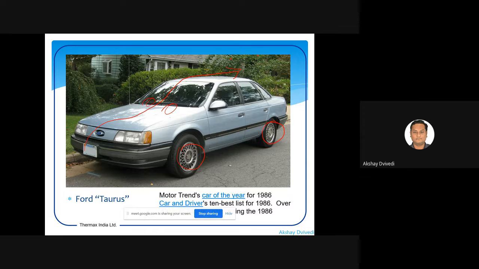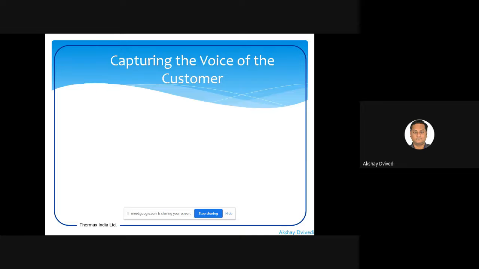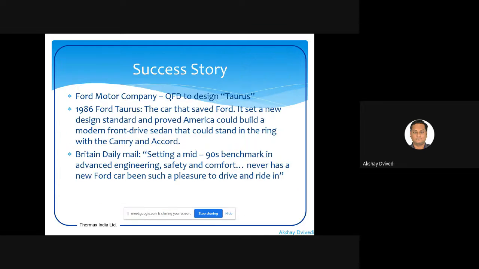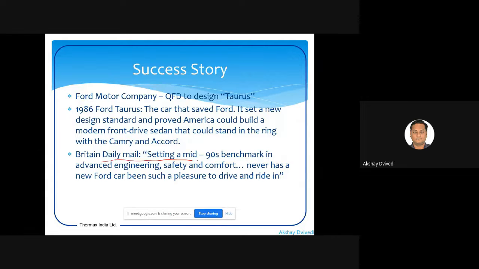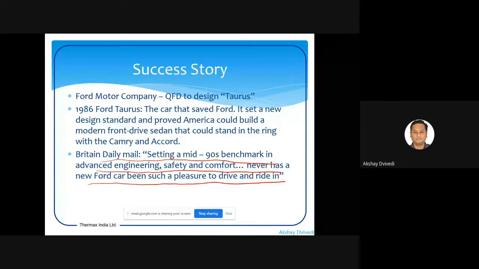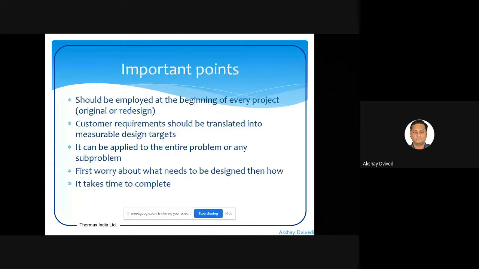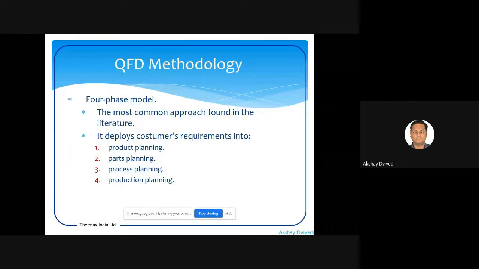These few things made this car a worthwhile product, and it was then described as setting a mid 90s benchmark in advanced engineering, safety and comfort. "Never has a new Ford car been such a pleasure to drive and ride in." This was a quote given by Britain's Daily Mail. So identifying customer requirements and fulfilling them is very important. Now, how can you do that? To do that, we will be learning about quality function deployment.